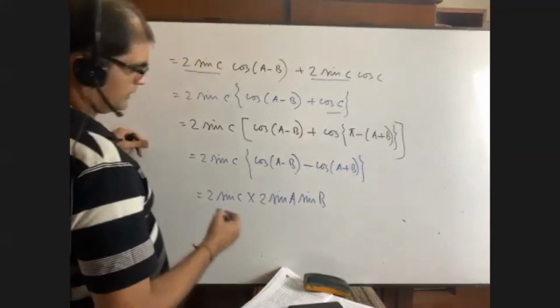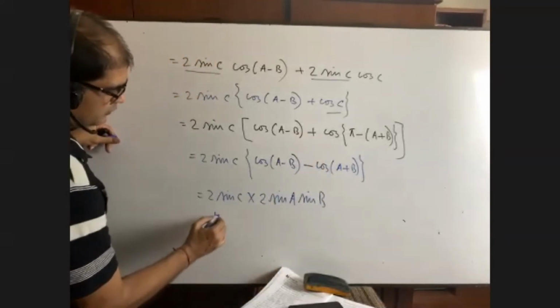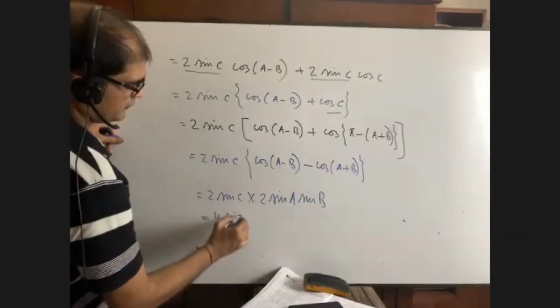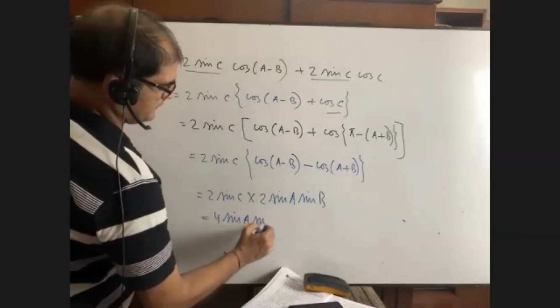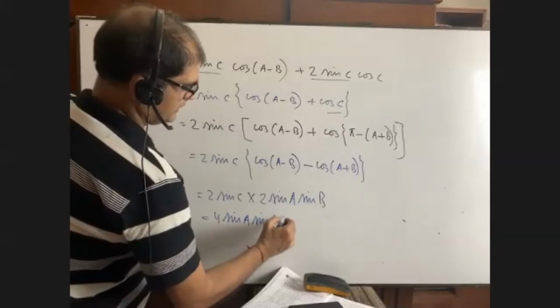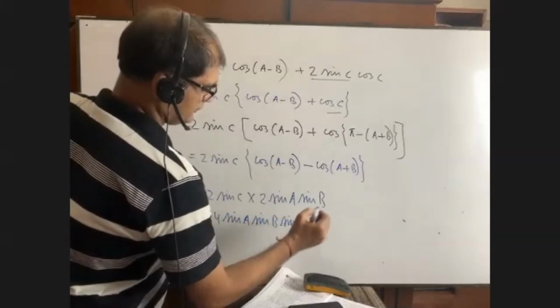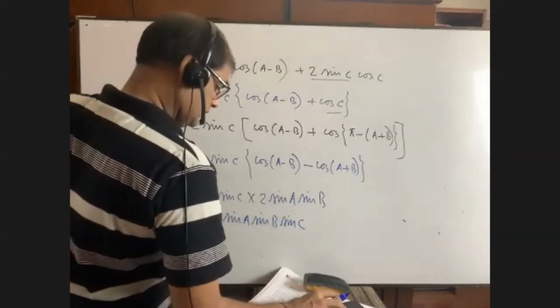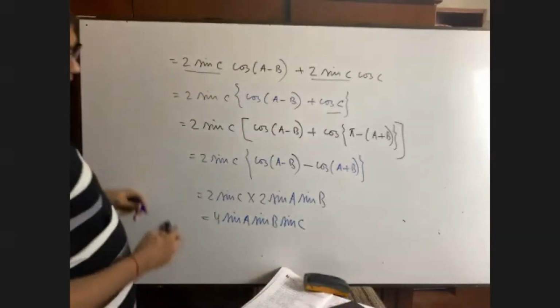I think you have got the answer now. 4 sine a sine b sine c. Yes, it is our right hand side.